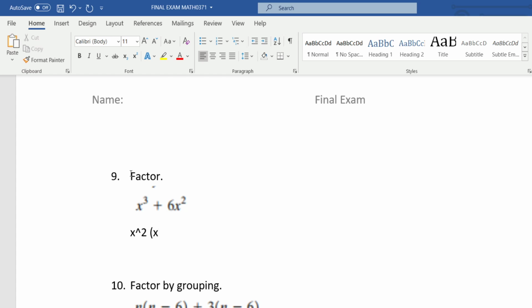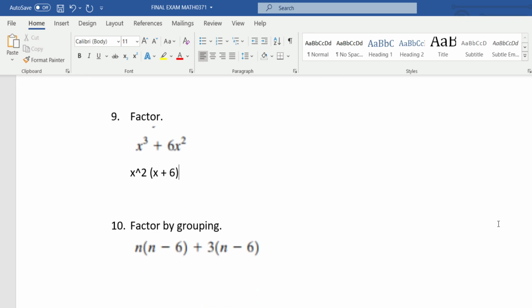So if you take out x squared from x third, so x third divided by x squared is just x. And then 6x squared divided by x squared is just going to be 6. So if you take the common factor out of both of these terms, this is what you're left over with inside the parentheses. And that's your final answer. So this cannot be simplified any further. So you have x squared times x plus 6.